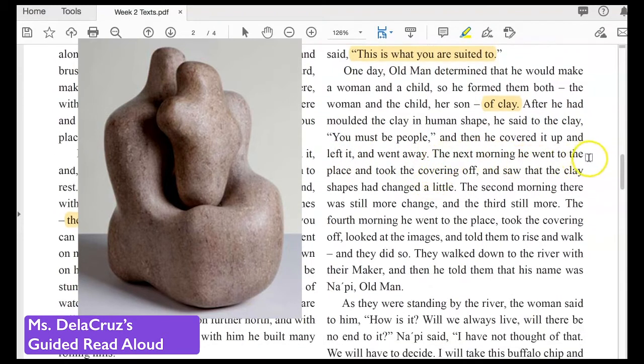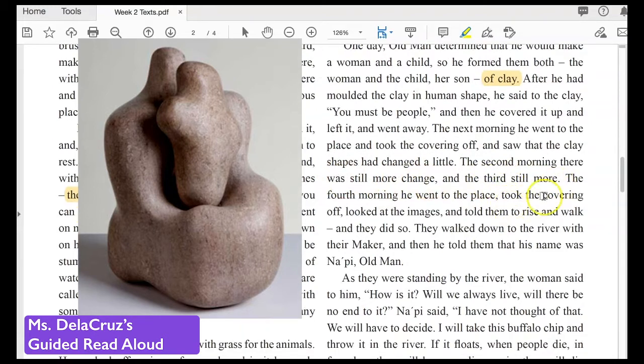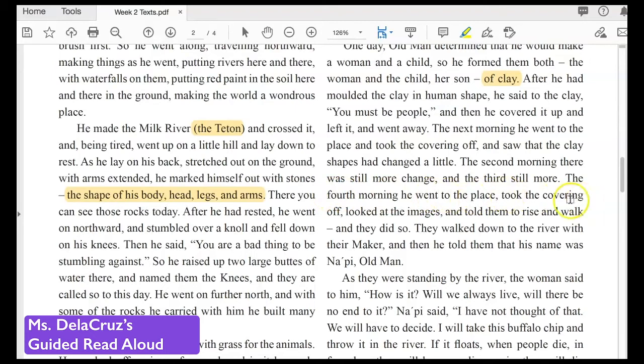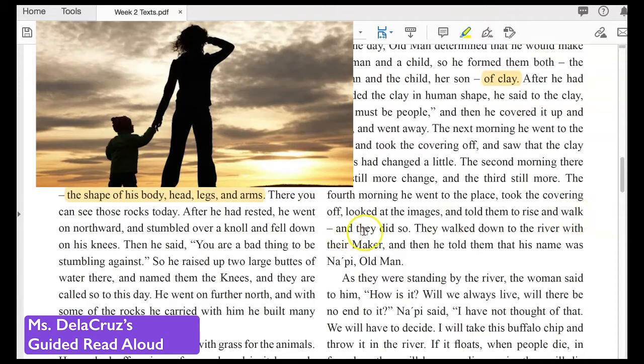The next morning he went to the place and took the covering off, and saw that the clay shapes had changed a little. The second morning there was still more change, and the third still. The fourth morning he went to the place, took the covering off, looked at the images, and told them to rise and walk, and they did so. So it took 4 days just about for these people to come to be, and he told them to rise and walk, and they did.